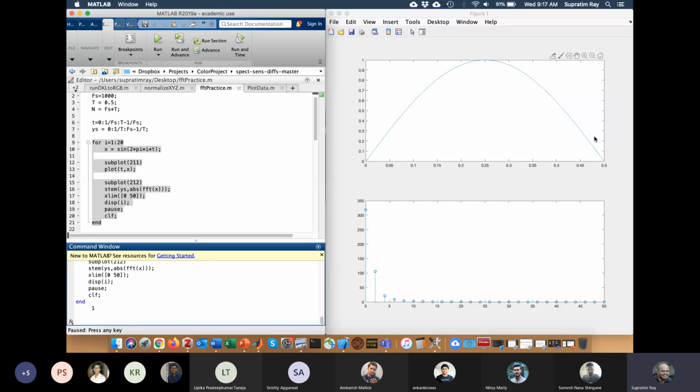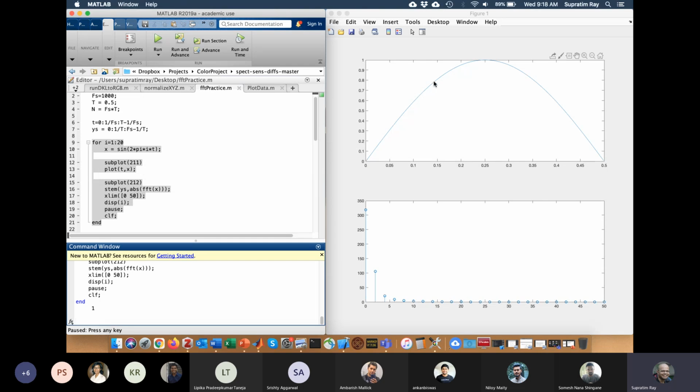This is a 1 hertz sinusoid observed between 0 to 0.5 seconds. Now, if you ask, does this sinusoid have a 0 hertz component or a DC component? Now the answer is yes. The answer is yes, because it's always positive throughout this 0 to 500 millisecond interval.